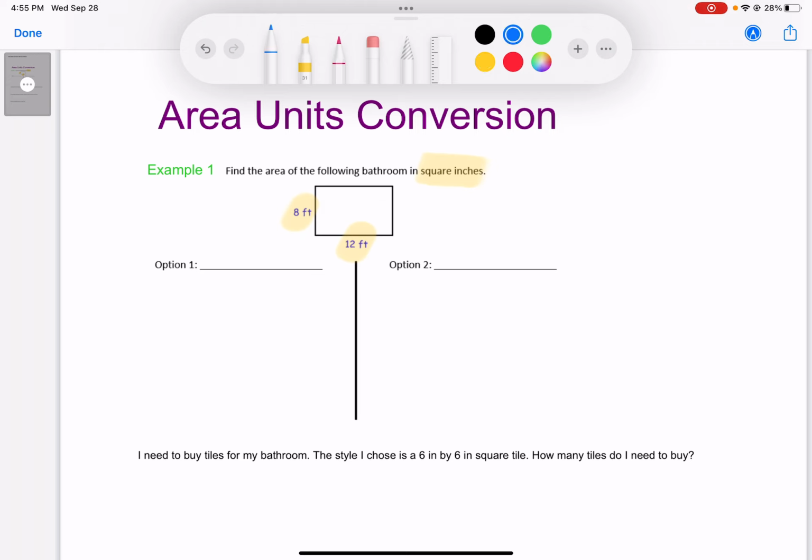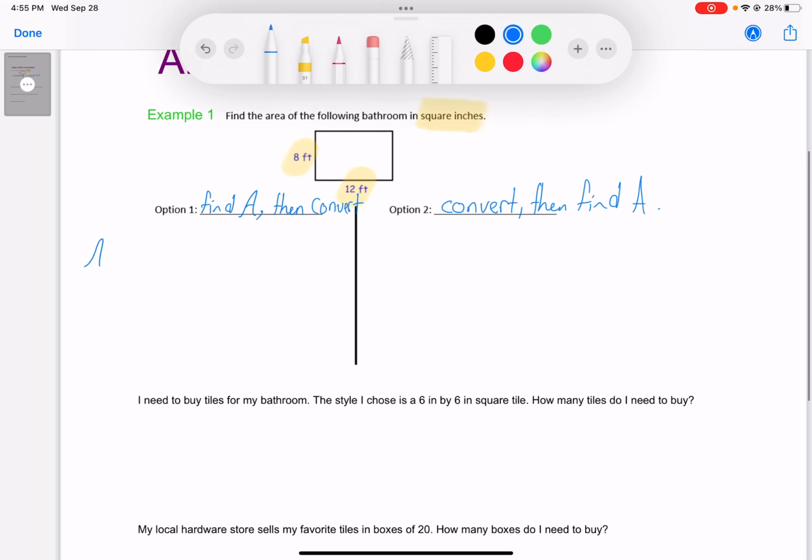The first option is to find the area first. So we find the area first, and then we convert. The second option is to convert and then find the area. Let's work on the first option. To find the area of this rectangle, we simply multiply the length times the width, the base times the height, and we get 960 square feet.